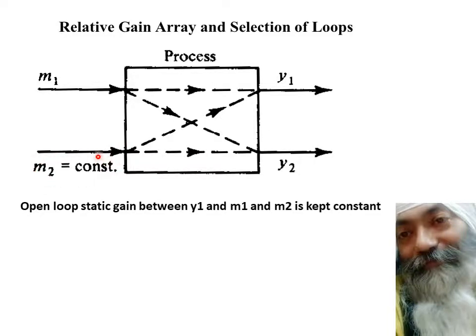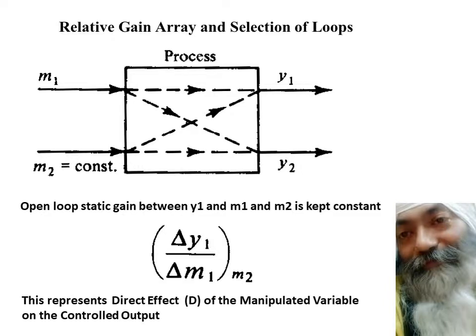In this case m2 is constant, so what we have here is that m1 is directly linked with y1, and when m2 is constant, whatsoever is the gain, that gain represents only the direct gain. So this is represented mathematically as delta y1 by delta m1 when m2 is constant. This is very important, m2 is constant. So this represents the direct effect of the manipulated variable on the controlled output.